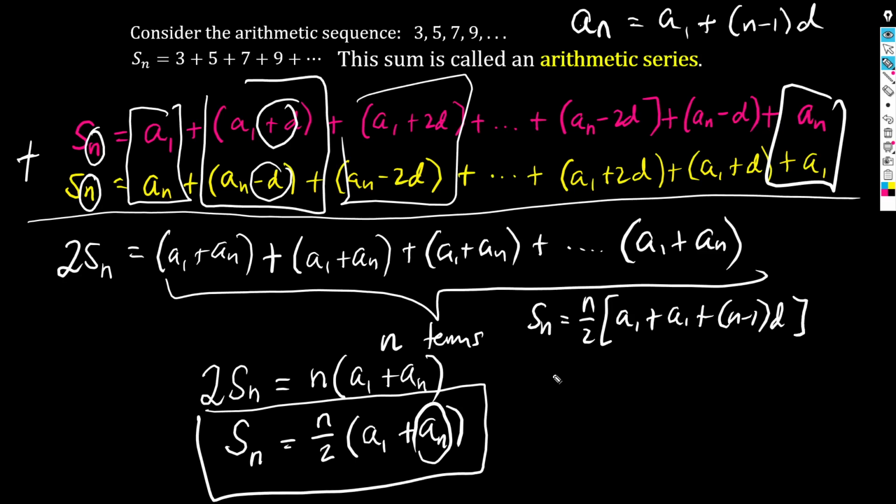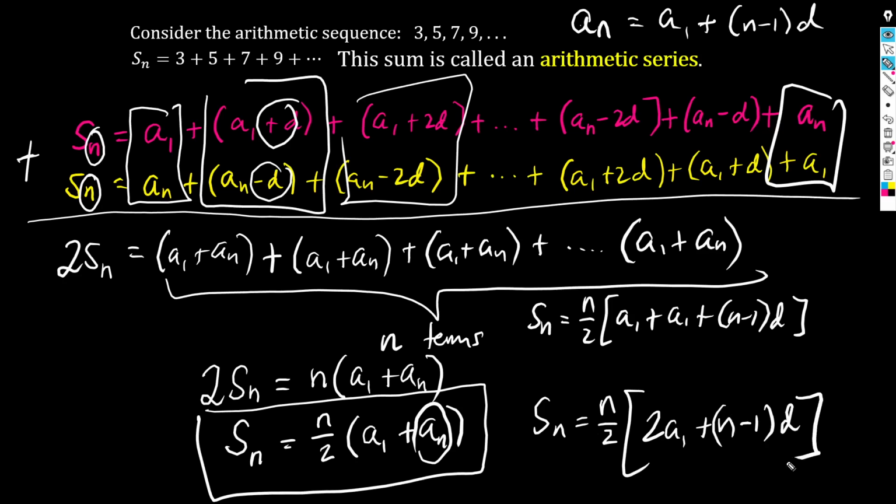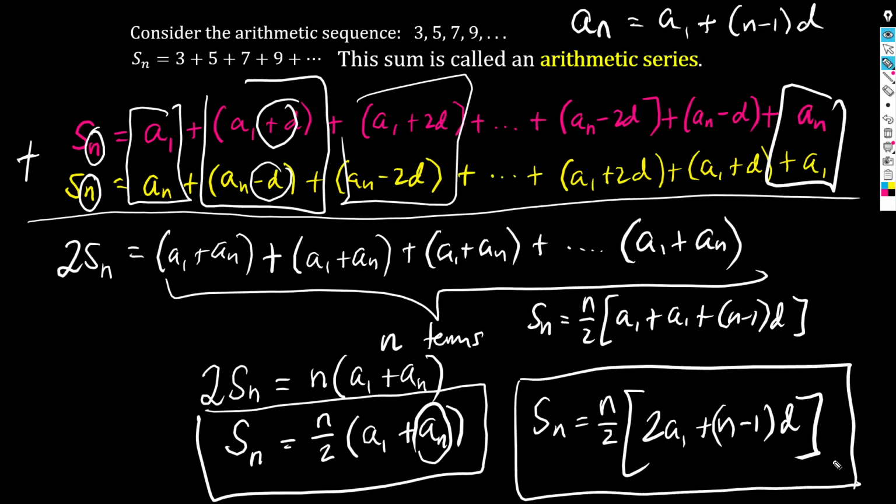Let's clean that up a bit. I will get S sub n equals n over 2 multiplied by the quantity 2a sub 1 plus the quantity n minus 1 times d. This is my second formula.